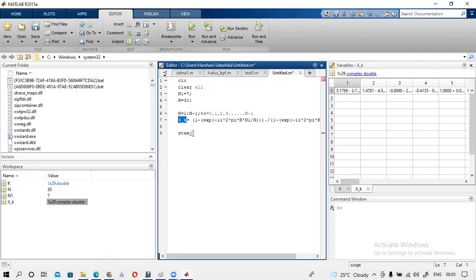There are no imaginary parts, so only the magnitude or real part will be considered. I don't know which one may be considered if we put xk here. The independent variable is k here, and if we put absolute xk, I think that will be okay.